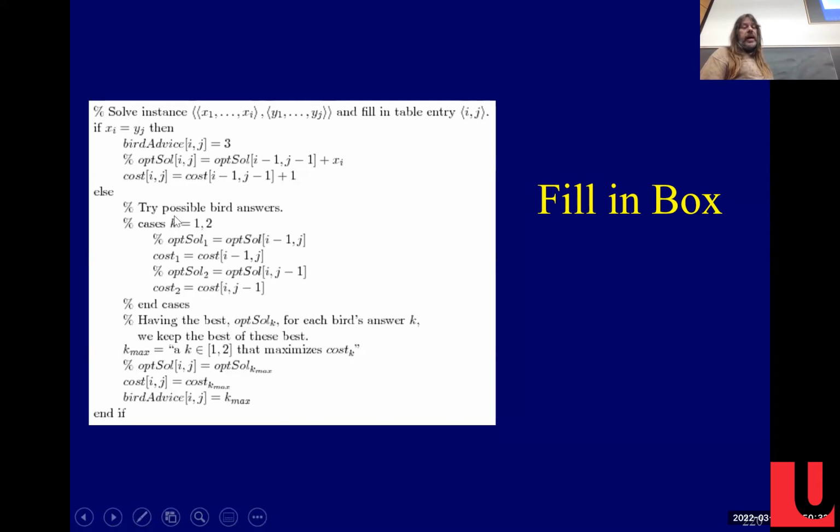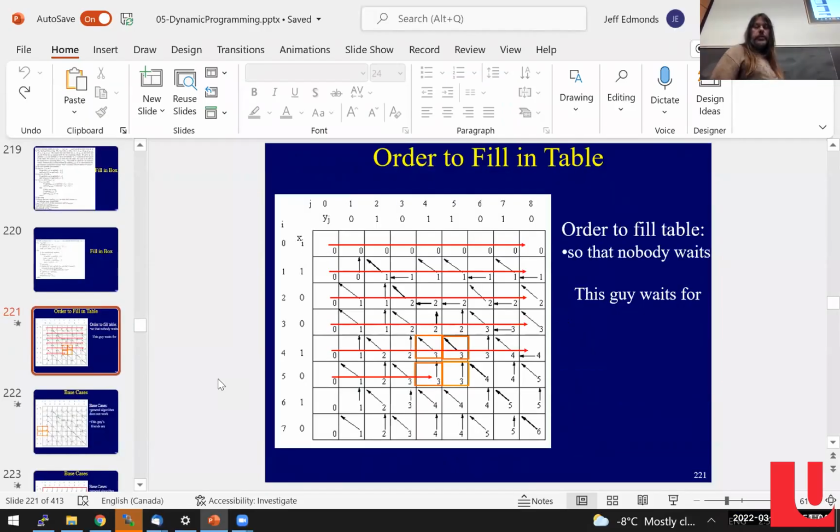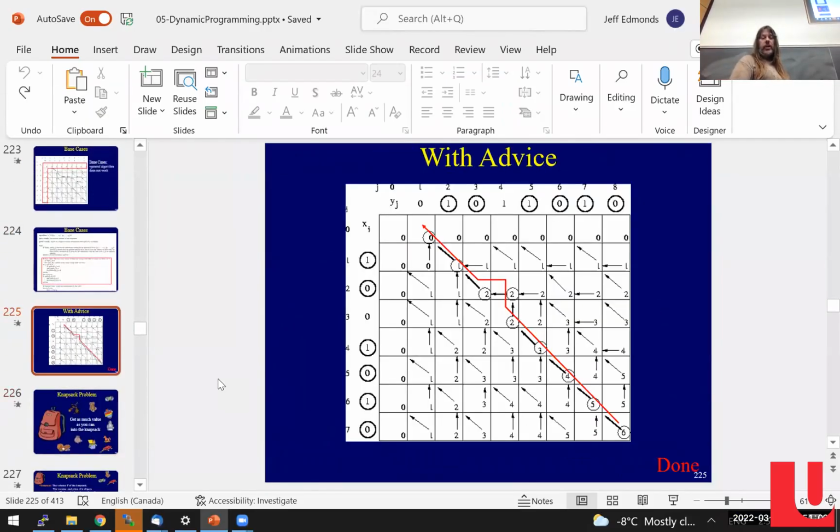And on the other hand, if the last characters of x and y are not the same, then I have two bird answers, right? In the one case, I subtract off one from i, and I have the same solution. In the other, I subtract off one from j, and I have the same solution. And then I take the best of those two, right? Does that make sense? All right. So that was just looking at the code again.